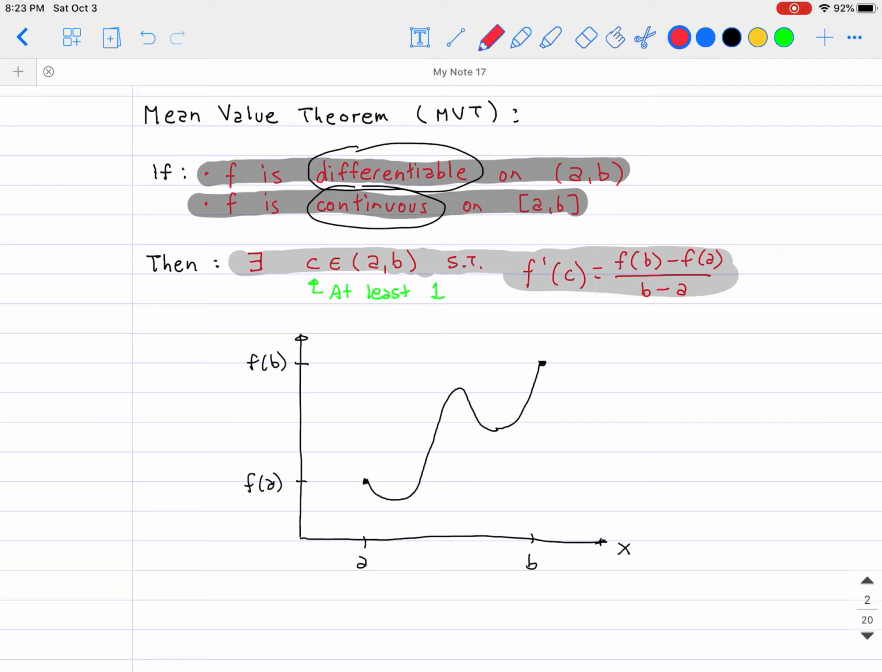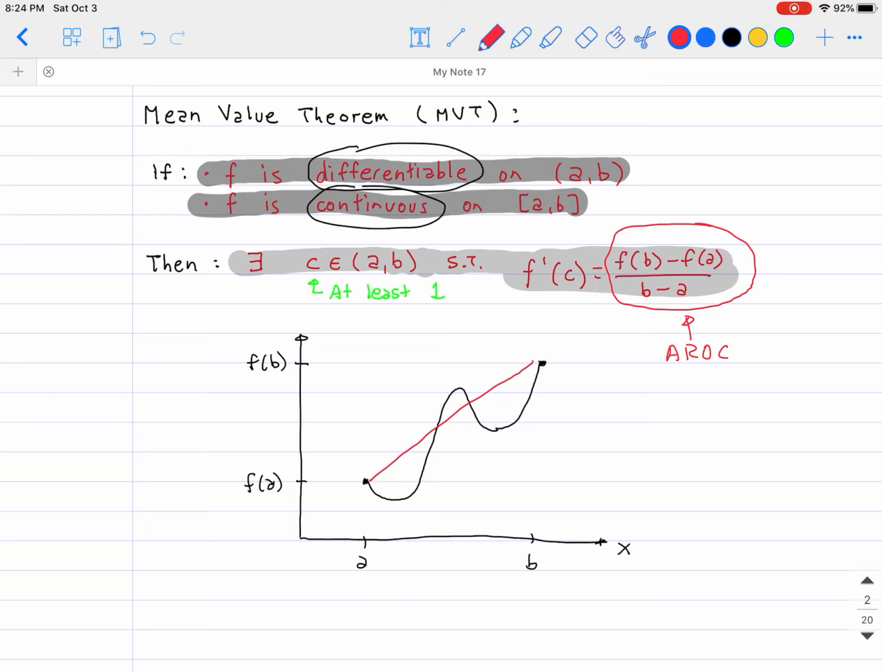So now let's decipher the second part of the mean value theorem. Here, you'll notice that on the right-hand side, we have f of b minus f of a all divided by b minus a. That right there is the average rate of change within that interval. It's the average rate of change in the interval. So that means it's going to be this guy right here.